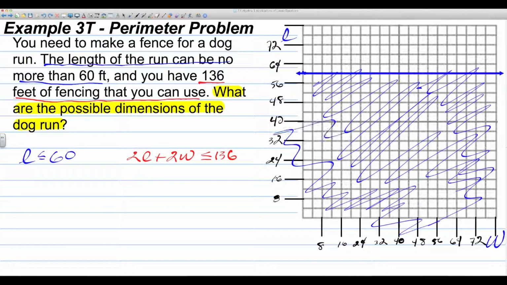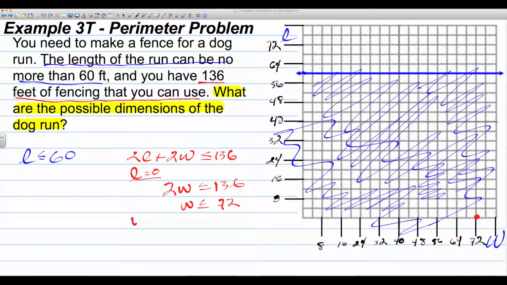Everywhere below the line. I get a little sloppy with the technology, but that's okay. So here in red, the perimeter formula, since it has the L and the W, we're going to use the (0, 0) method. If L is equal to 0, what that leaves us with is 2W being less than or equal to 136. When we solve that, divide each side by 2, W has to be less than or equal to 72. So when L is equal to 0, W is equal to 72, which is right here.